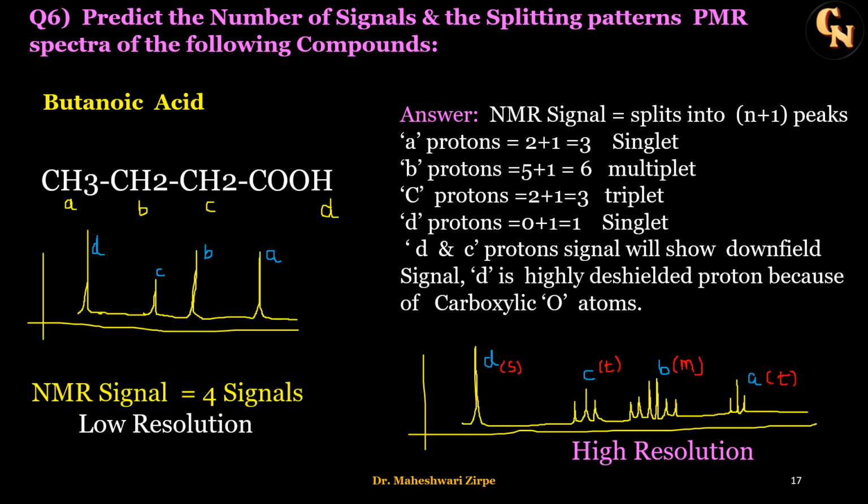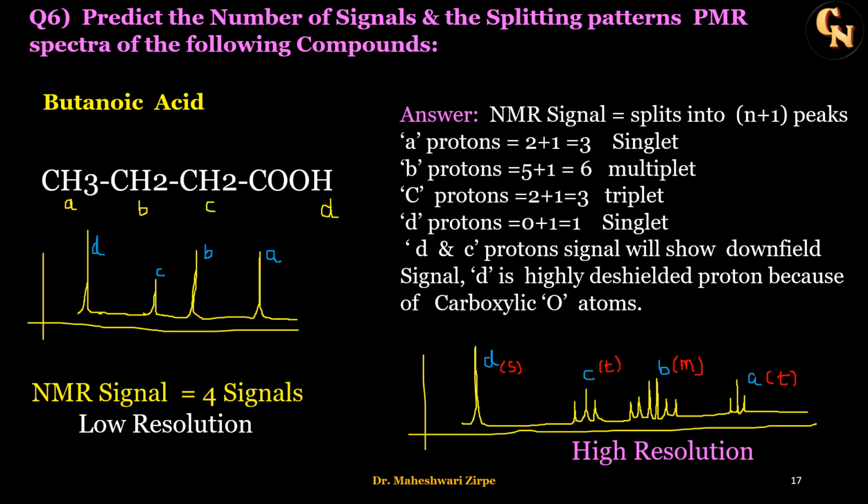Now the next example is butanoic acid. So butanoic acid, CH3 CH2 CH2 COOH. If you try to find out the environment and type of protons, there are 4 types of protons: A, B, C and D, as shown in the figure.